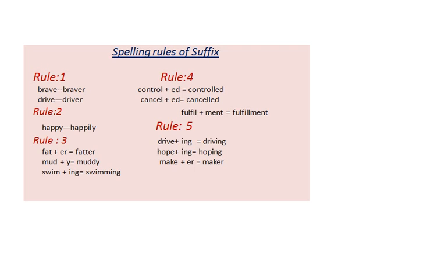Rule 3. When a word ends in a short vowel sound and a single consonant, you double the last letter. For example, fat plus er, fatter. Mud plus y, muddy. Swim plus ing, swimming. We see that in the first word, fatter, the T is doubled; in muddy, the D; and in swimming, the M is written twice here.